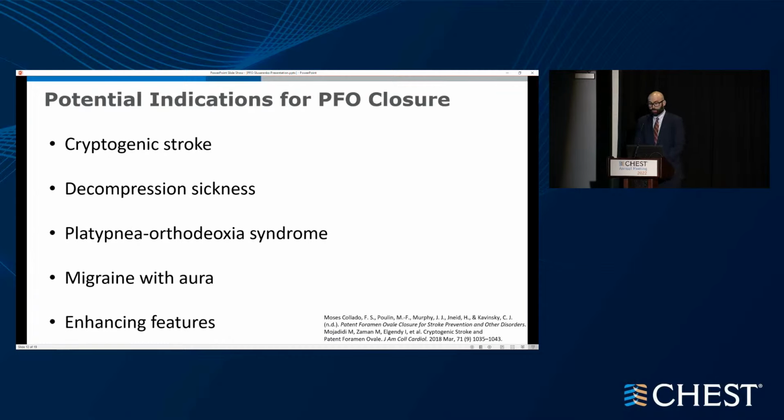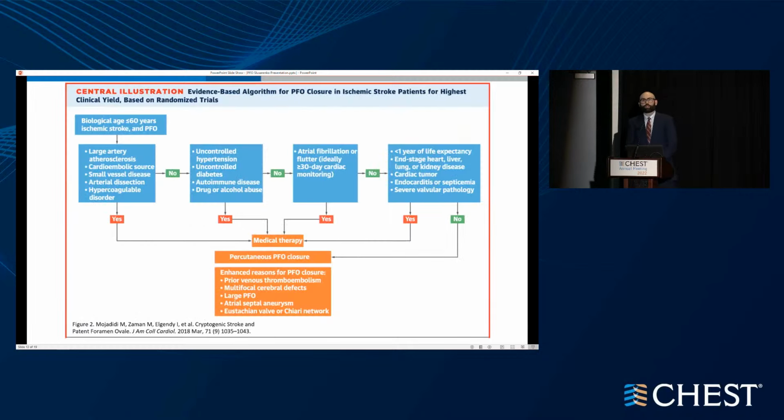Some potential indications for PFO closure, though, are individuals with cryptogenic stroke, decompression sickness, platypnea-orthodeoxia syndrome, migraine with aura, or enhancing features such as larger size, greater than 2 millimeters, atrial septal aneurysm, or other morphologies of concern. So our patient had previously been evaluated for an ischemic CVA and was not offered a PFO closure, even though that was present. Based on this framework published in 2018, our patient at that time was not a candidate due to age, likely cardioembolic source, history of atrial fibrillation, history of end-stage renal disease, so medical therapy was offered at that time.